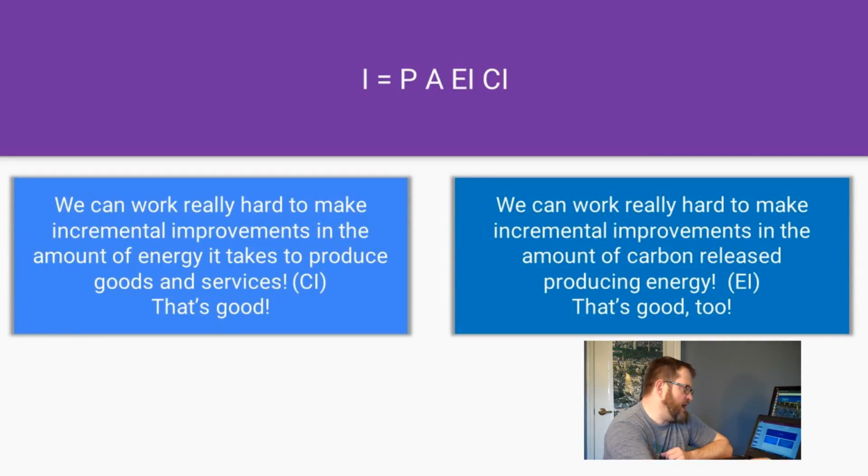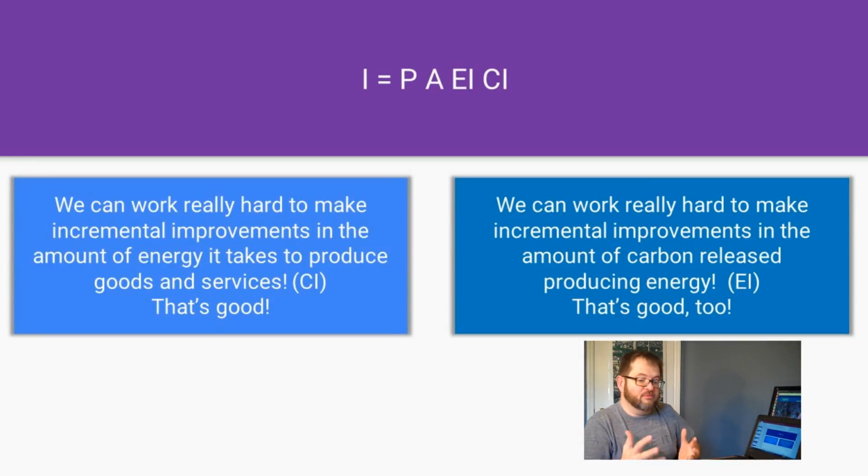In the same sort of way, we can work really hard to make incremental improvements in the amount of carbon released producing energy. I think I have those two around the wrong way. The energy intensity. Do I have those two around? Yep, sure enough. These should be the other way around, right? The amount of energy it takes to produce goods over there on the left, that should be energy intensity. The one on the right, where it says the amount of carbon released producing energy, that should say CI. Sorry about the mistake there.